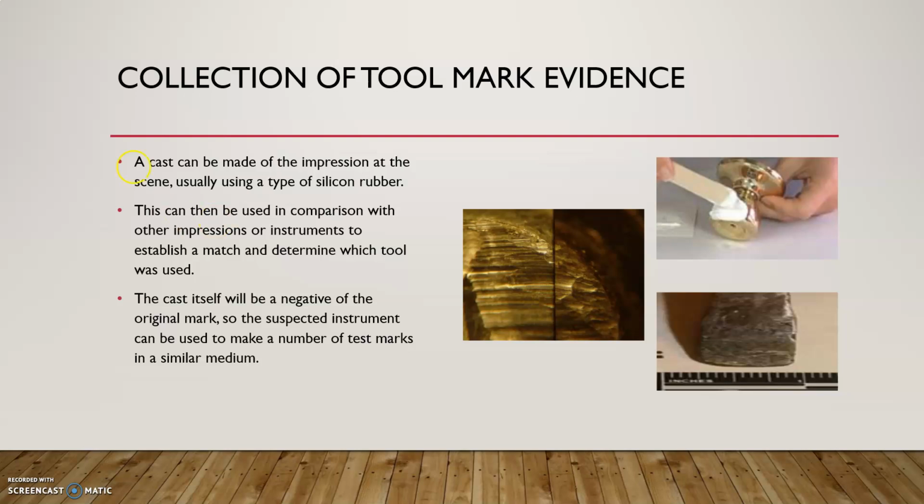And of course, you can use that in comparison with other impressions or instruments to determine identification and determine which tool was used. The only drawback is that when you cast it, you're going to have a negative impression of the original mark. So if you have an instrument or a tool that may have been used, make sure that you make a ton of test marks in a similar medium so you can make an accurate comparison.